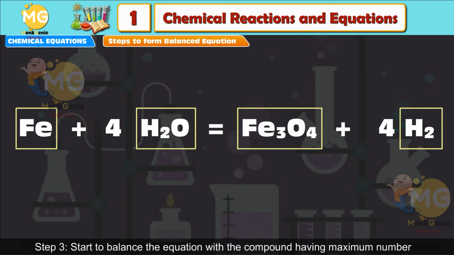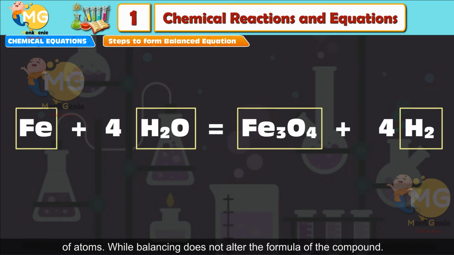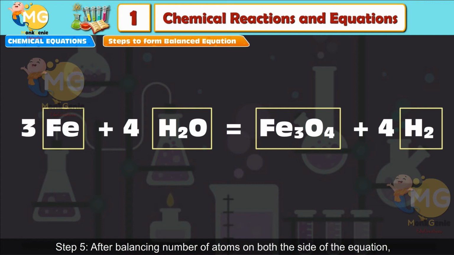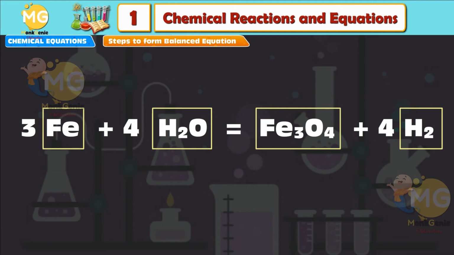Step 3. Start to balance the equation with the compound having the maximum number of atoms. While balancing, do not alter the formula of the compound. Step 4. One by one, balance each element on reactant and product side. Fe plus 4H2O equals Fe3O4 plus 4H2. Step 5. After balancing the number of atoms on both sides of the equation, finally check the correctness of the balanced equation. 3Fe plus 4H2O equals Fe3O4 plus 4H2.